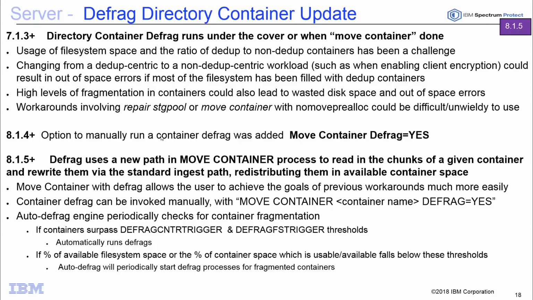balance those two spaces. Starting in version 8.1.4, we introduced the ability to do move container defrag equals yes as an option. And then what we're introducing in 8.1.5 is, in addition to this new move container defrag equals yes, we can now automatically rebalance the percentage of dedupe versus non-dedupe containers that exist inside of a container storage pool. And so this will get rid of the problem where you had space still available in, for instance, the dedupe section, but we're out of space in the non-dedupe containers.